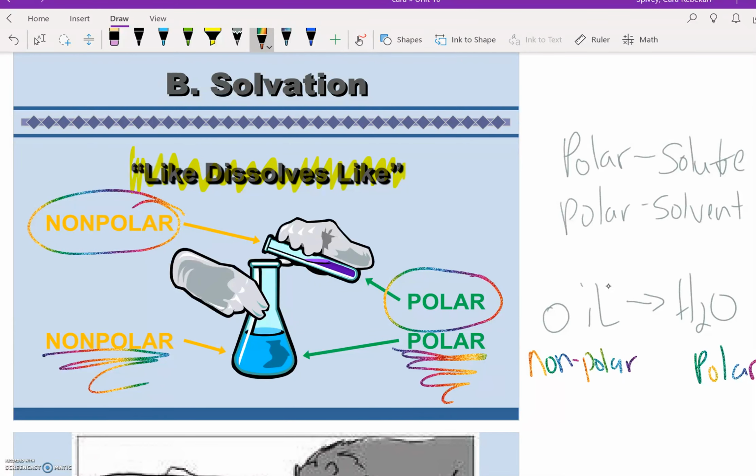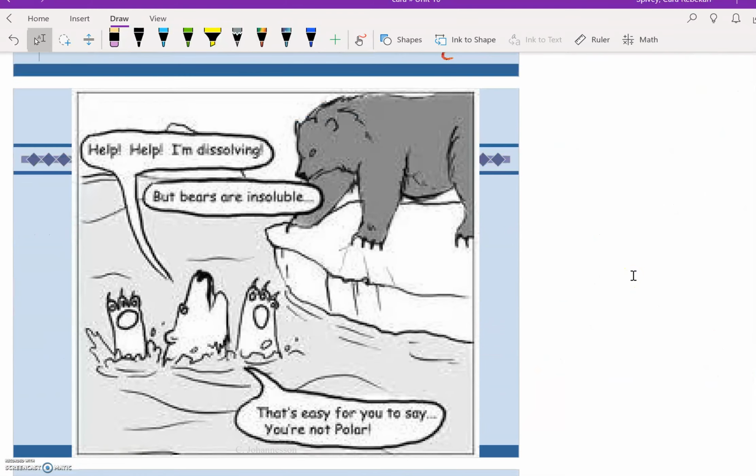Like dissolves like. Here we have a nice little cartoon that helps us to remember that. The brown bear up here and the polar bear down here says, "Help, I'm dissolving." But the brown bear responds, "But bears are insoluble." And the polar bear says, "That's easy for you to say, you're not polar." So because this polar bear is in water, which is also polar, he is being dissolved. This brown bear doesn't have to worry about it because he is non-polar.